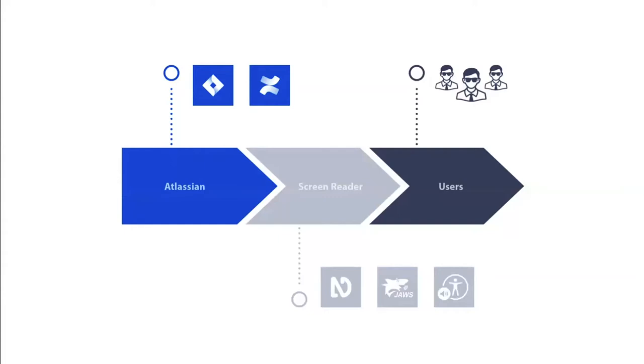This diagram here is showing you the typical architecture of Atlassian software and how it interacts with a screen reader. So you would have your Jira or Confluence, and the screen reader is essentially trying to translate the code to the end user.